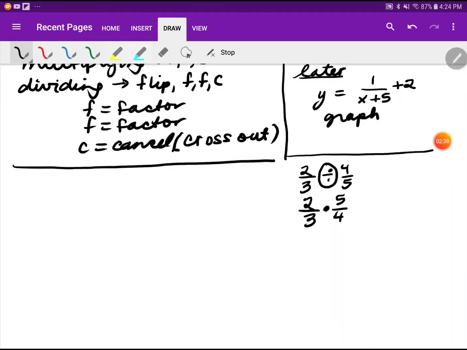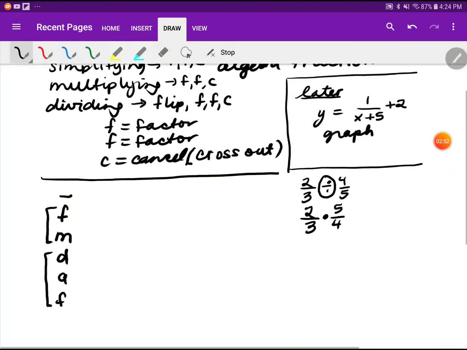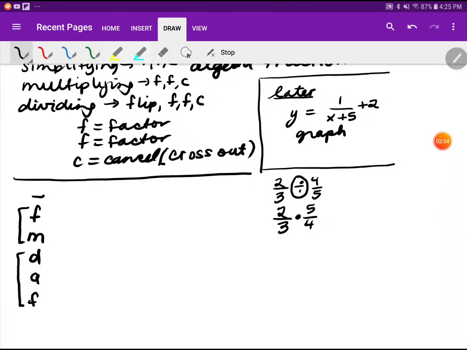And what we're doing now is we're doing negative FM DAF. So this is a way that you can remember how to do algebra fractions. So the DAF part you do to the top of the fraction, and the FM part you do to the bottom of the fraction.